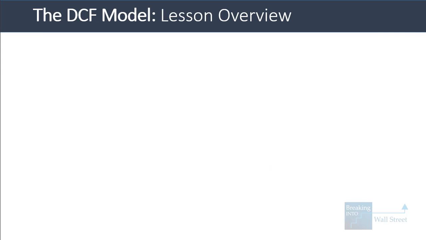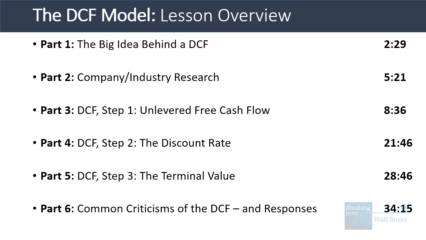This is going to be a longer lesson, and so to save you some time, I'm going to give you the table of contents here so you can skip around to the timestamps you want or need to look at. I'm going to start with the big idea behind a DCF, then we'll go into company and industry research. Then we will look at step 1 of the process, which is projecting the company's unlevered free cash flow. We'll go into step 2, which is how to calculate or estimate the discount rate. And then we'll look at step 3, how to calculate the terminal value in the analysis. We'll be using Walmart and a simple Walmart DCF in all these examples.